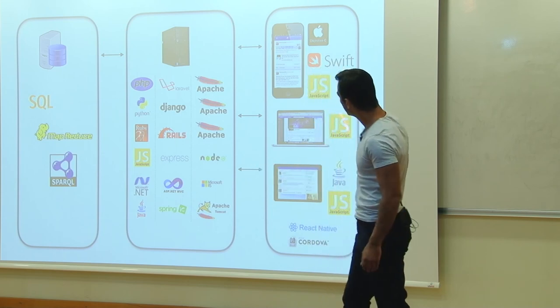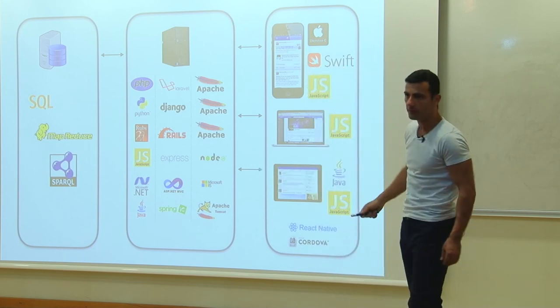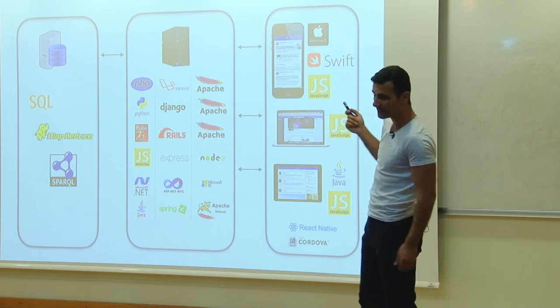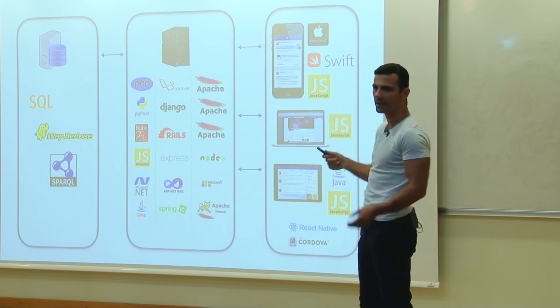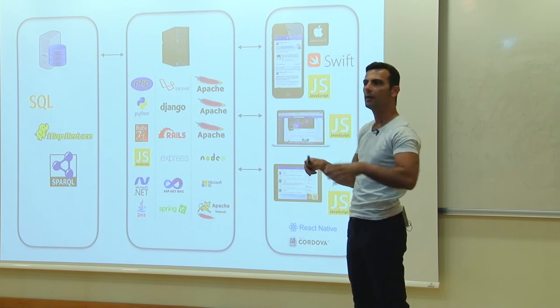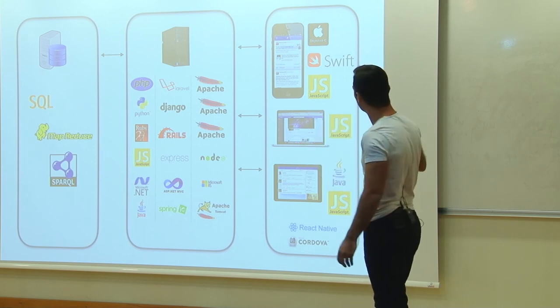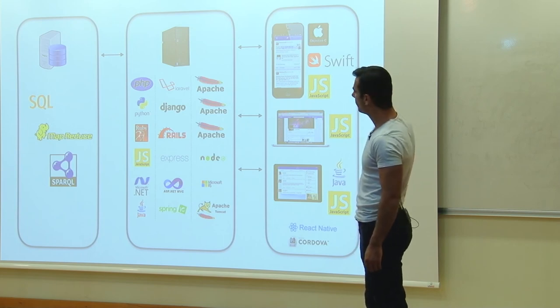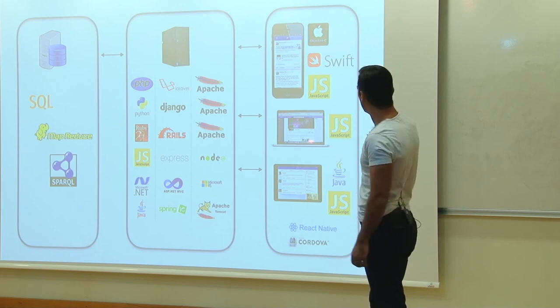And then on the client side, if you have a phone, if you have iOS, you're usually using Swift or Objective-C. Swift is kind of like a JavaScript-looking thing. It's like the new language for iOS. You can also use JavaScript. We'll talk about that later.